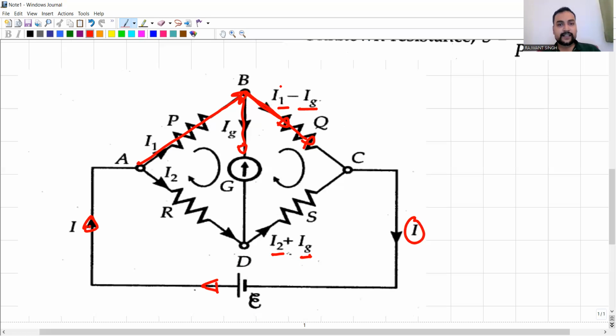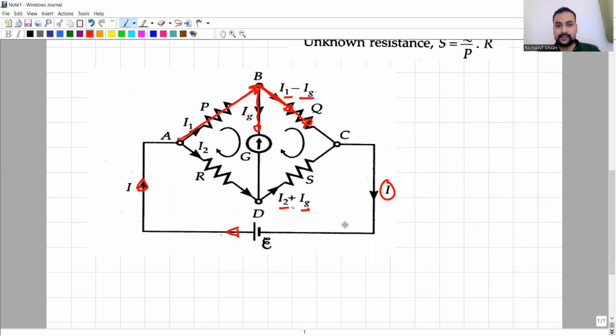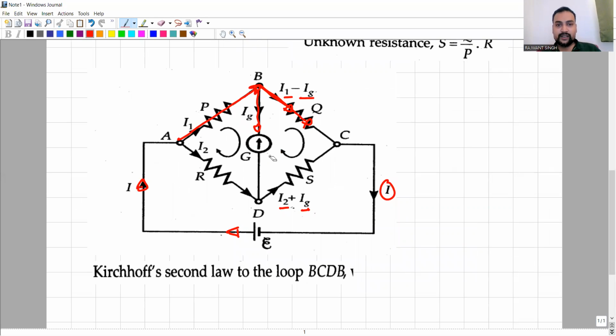So that's your circuit. Considering this circuit, we can write the two loop equations. Let's consider the loop BCDB. So what is the loop BCDB? Let's look here, B C D B. I'm going to write the loop equation for this loop. So for this loop, if we write the loop equation, it will be like this.